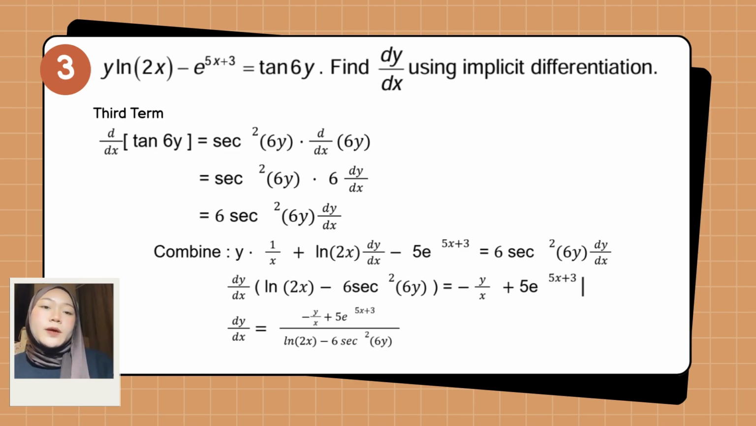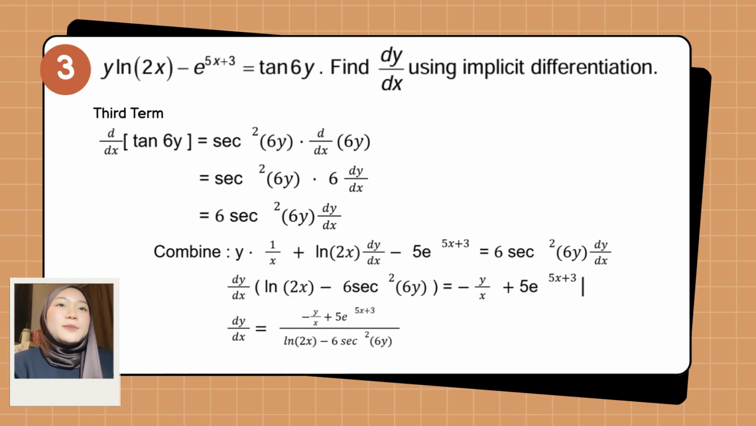Okay, now we combine all the parts, which is y times 1 over x plus ln 2x dy/dx minus 5e^(5x+3) equal to 6 secant square 6y dy/dx, and then we factor out dy/dx, we get (y times 1 over x plus ln x minus 6 secant square 6y) equal to negative y over x plus 5e^(5x+3).